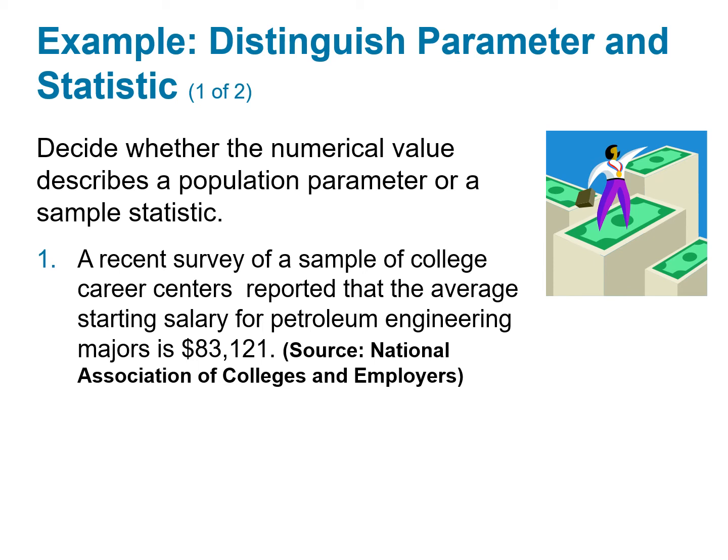So let's look at a study and see if we can figure out, is this a population parameter or is this a sample statistic? In other words, is this population data or is this sample data? A recent survey from a sample of college career centers reported that the average starting salary for petroleum engineering majors is $83,121. In this case, we know this is coming from a sample of college career centers. Because it tells us this is a sample, we know this is going to be a statistic.